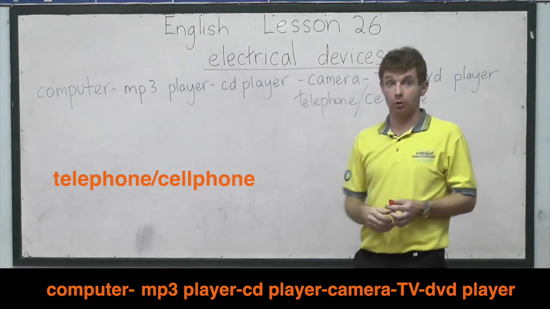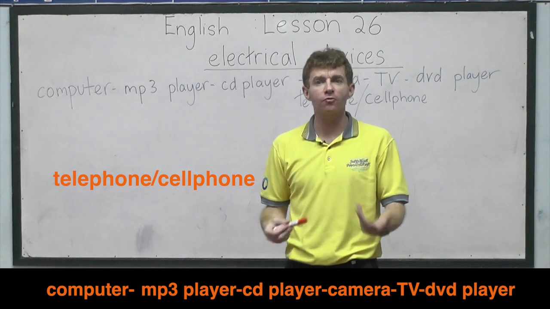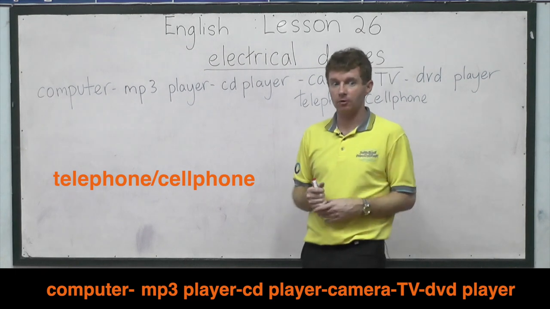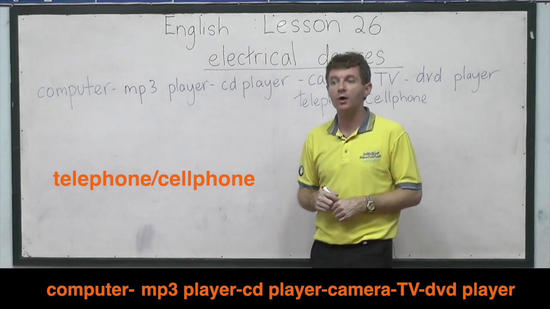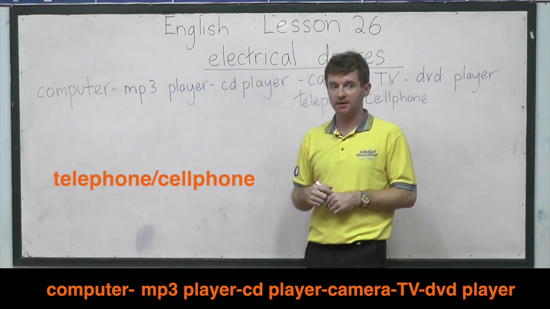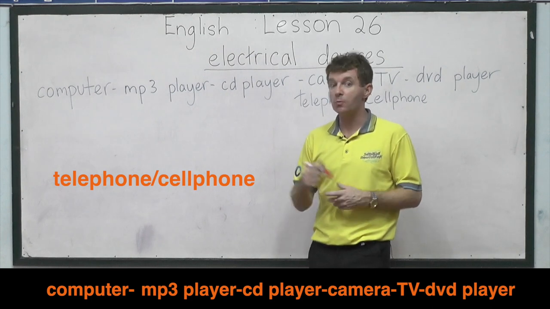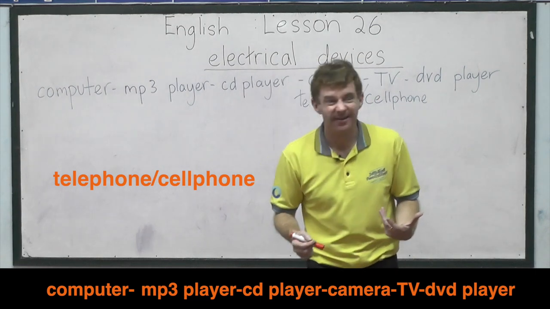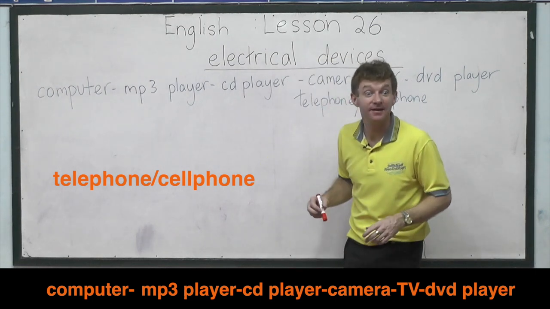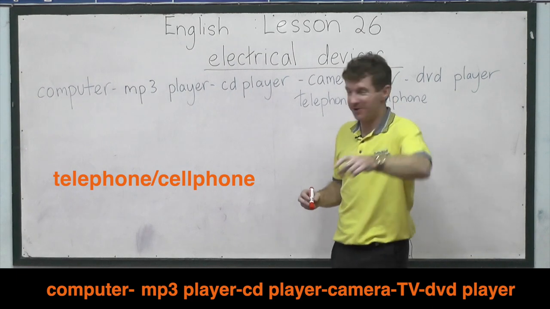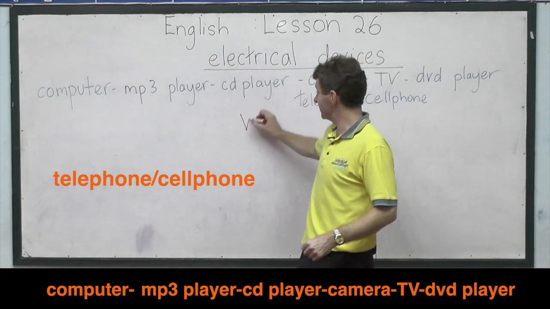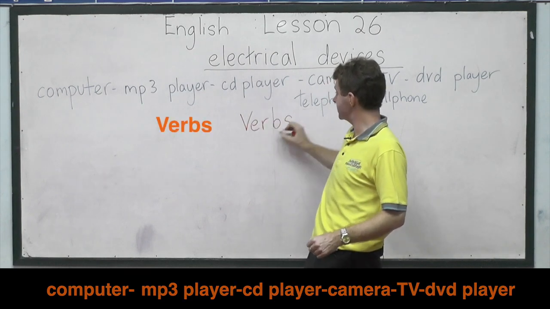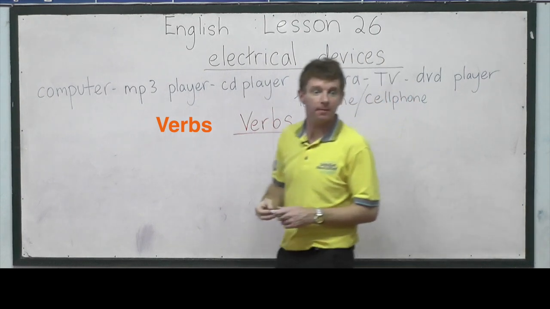Next, we will talk about, these are electrical devices. But when we want to use the electrical devices, what do we need to do? Remember, we were talking about using the electrical devices. What's that word beginning with V? V. When we do something. Verbs. There we go. V-E-R-B-S. Verbs. Remember?